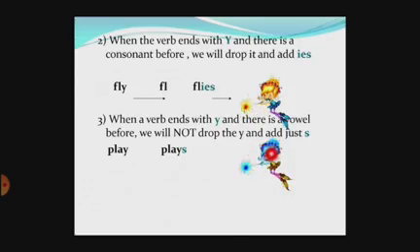For example, fly. So, fly is a verb that ends with a y and there's a consonant before it, which is the l. So, we drop the y and add ies. But when the verb ends with a y and there is a vowel before, we will not drop the y and we just add s.